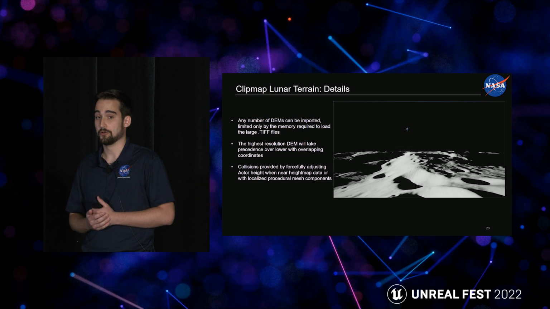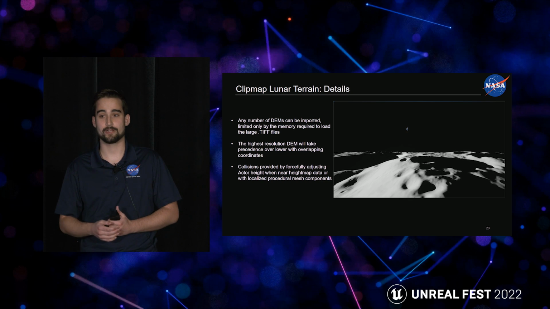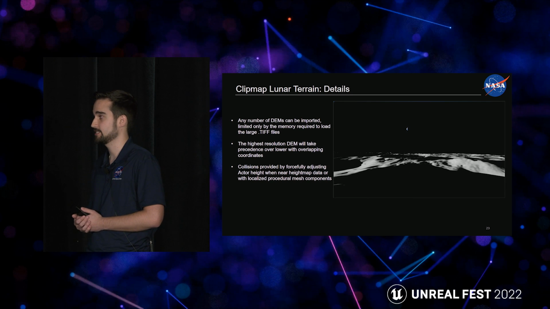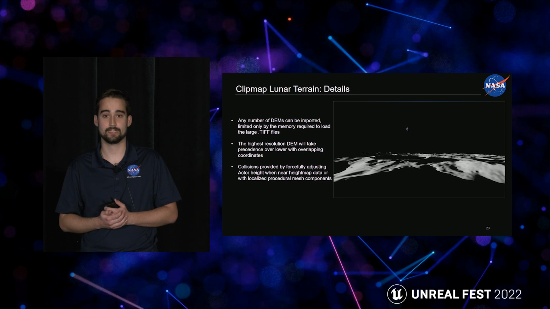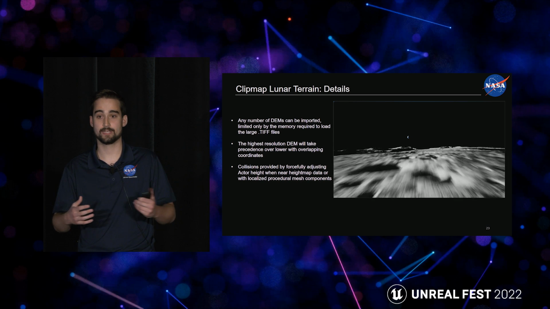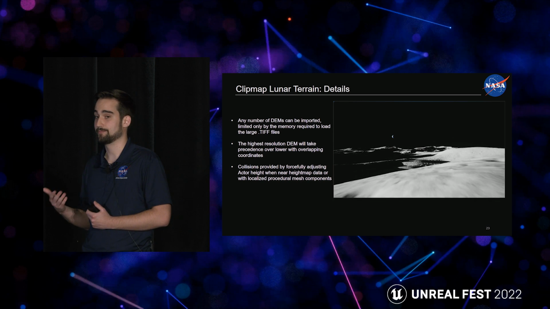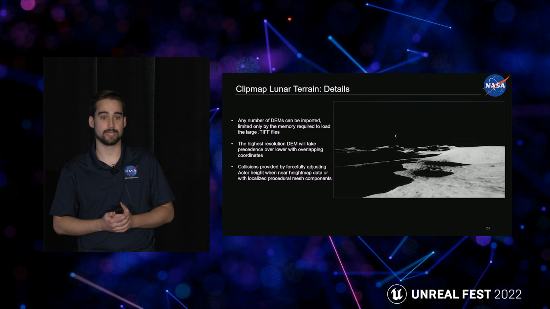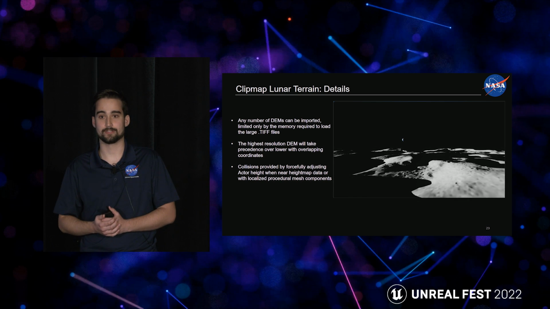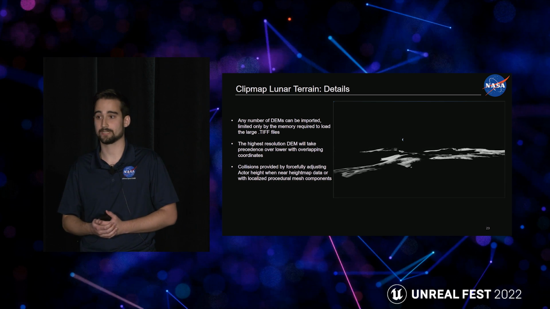Secondly, we utilize localized procedural mesh components on any actors that need to have physics enabled. What this is, we just attach a procedural mesh component to the actor. They're generally relatively small, like 20 meters squared, and we'll dynamically drive the vertices of that procedural mesh with our height map data. So as the actor moves around the scene, the mesh will update for them to collide with.